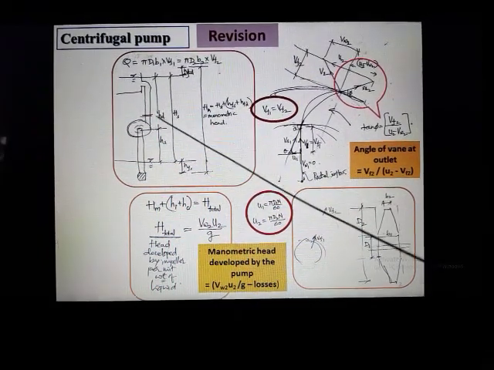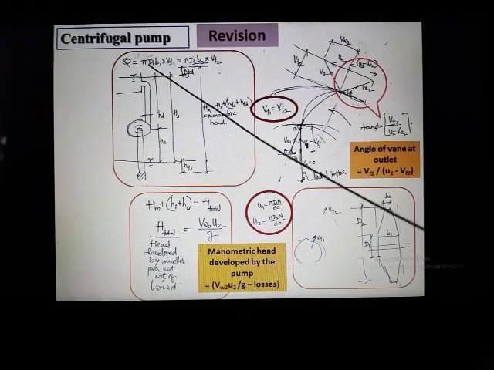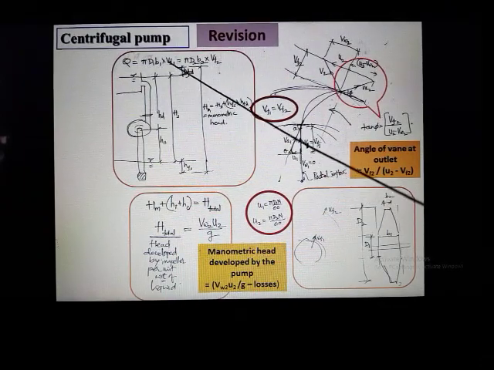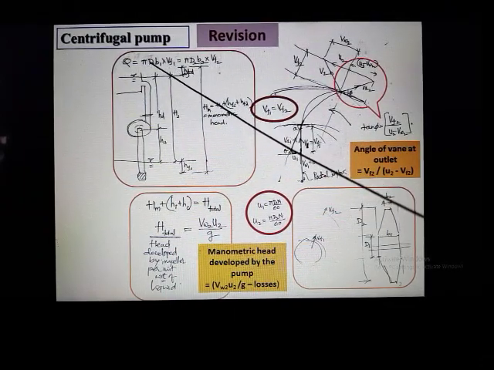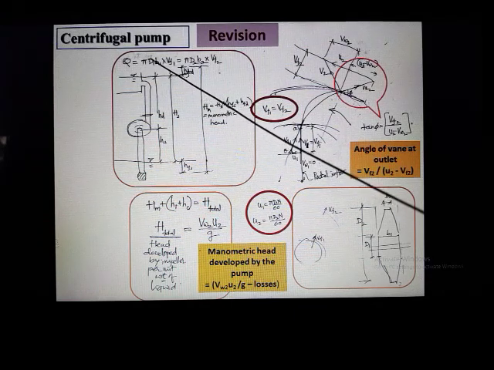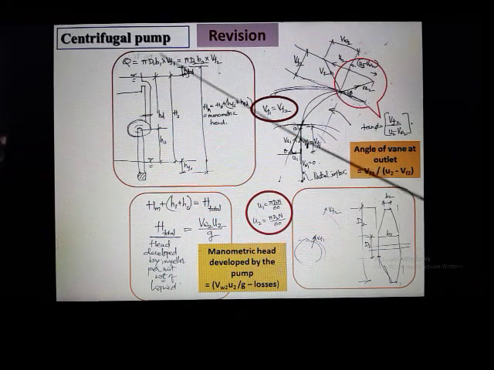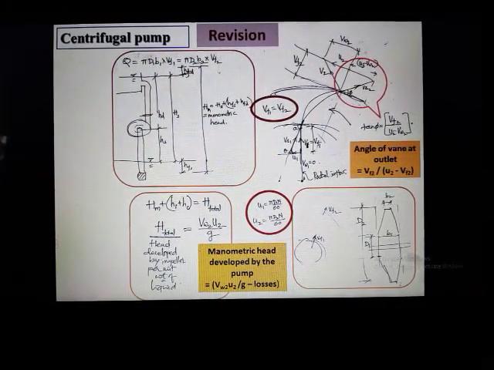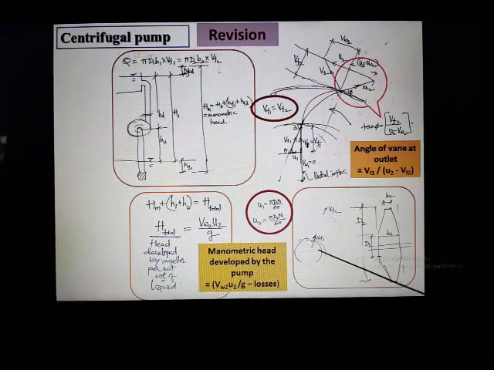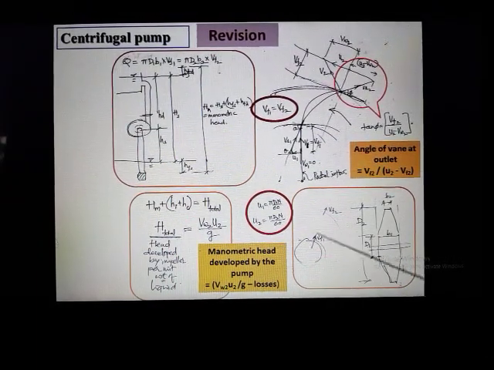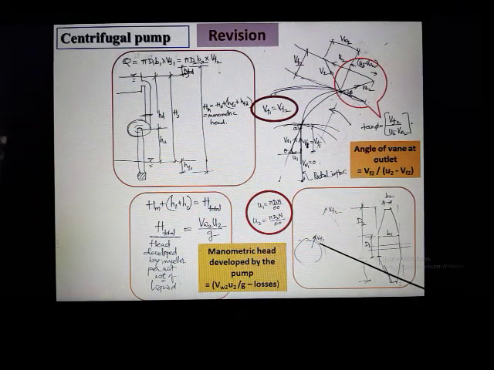Then the discharge that is coming out can be written as pi d1 b1 into Vf1. So diameter at the inlet, width of the blades at the inlet, velocity of flow. This can be better understood in this diagram. Here I have shown only the impeller in a side elevation. This is shaft of rotation. So this particular diameter is the impeller. To that entry is made with a velocity of Vf1.